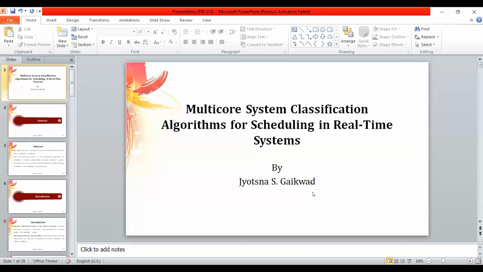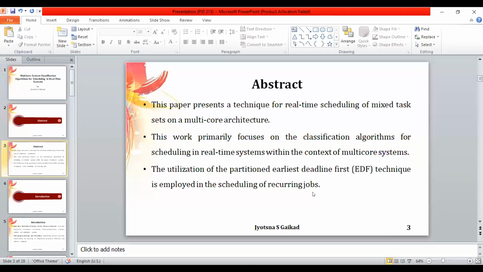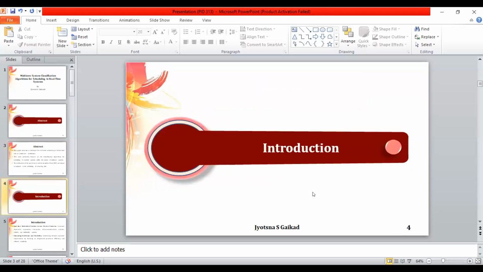Good afternoon, everyone. My topic is multi-core system classification algorithm for scheduling in real-time systems. First, we will go to the abstract. This paper presents a technique for real-time scheduling of mixed task sets on multi-core architecture. This work primarily focuses on the classification algorithms for scheduling in real-time systems within the context of multi-core systems. The partitioned earliest deadline first technique is employed in the scheduling of these recurring jobs.